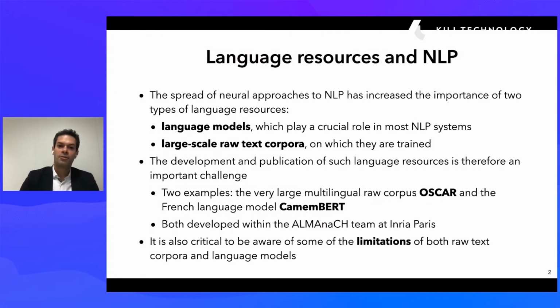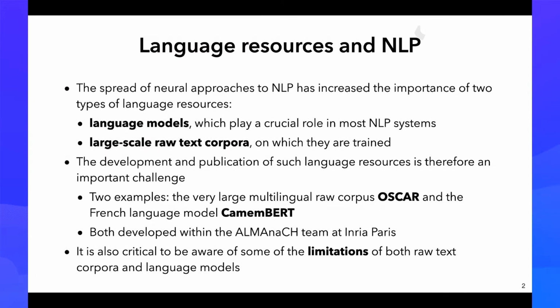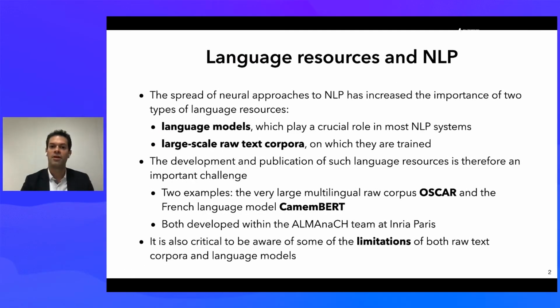The spread of neural approaches to NLP has increased the importance of two particular types of language resources, namely, firstly, language models. As you all know, they play a crucial role in most NLP systems today. And secondly, also very important, large-scale raw text corpora on which such language models are trained. Of course, the development and publication of such language resources is therefore a crucial challenge.